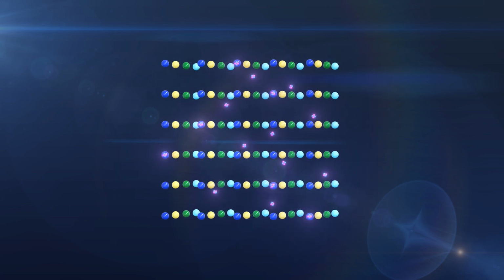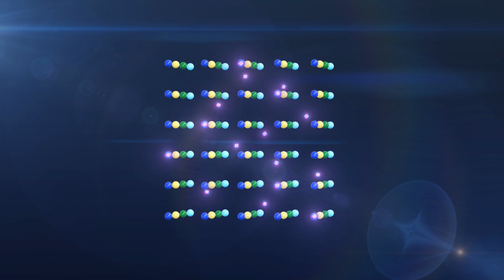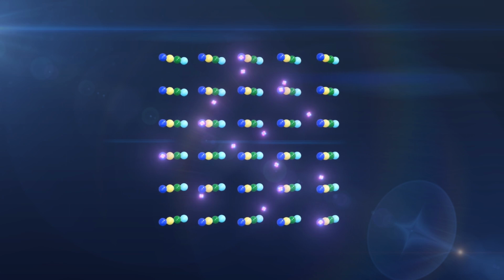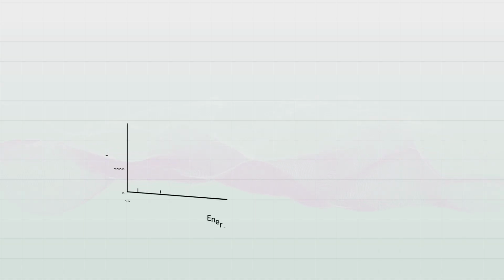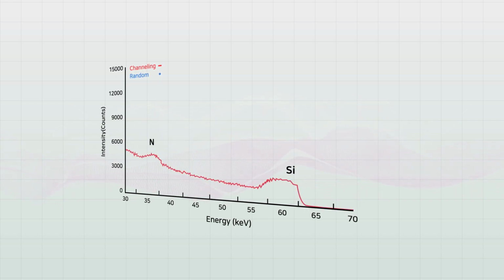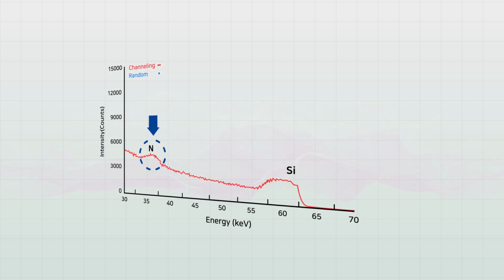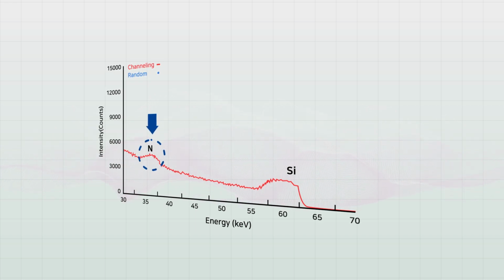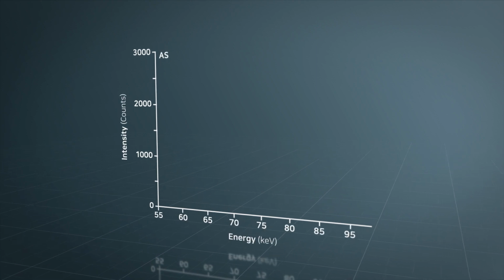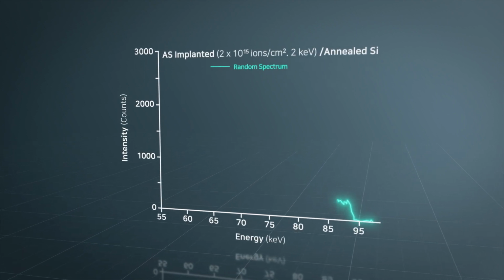Therefore, by measuring the channeling spectrum, the depth distribution of the elements that are displaced from the crystal lattice can be analyzed. Using the channeling spectrum, the spectrum of the element overlapped with the substrate's spectrum can be clearly recognized by reducing the spectrum height of the substrate. In addition, the substitution ratio of a dopant can be obtained.